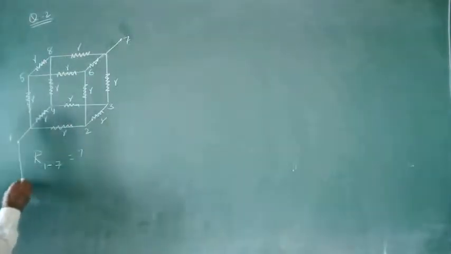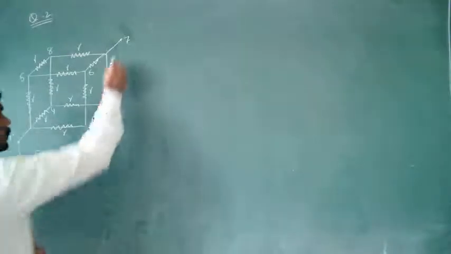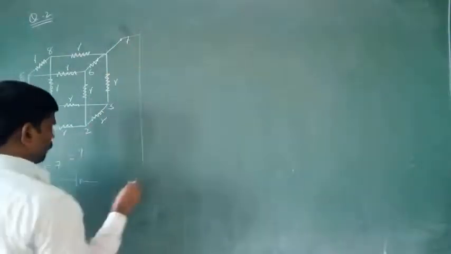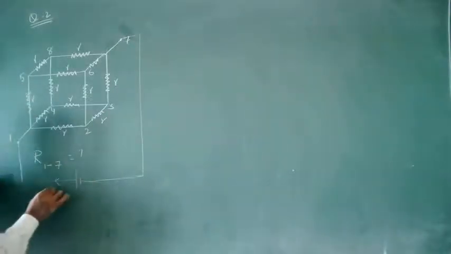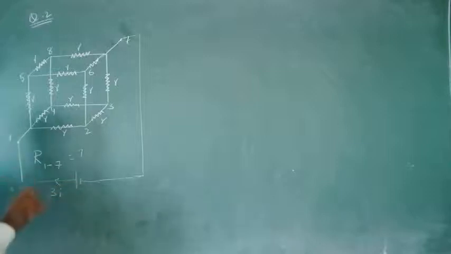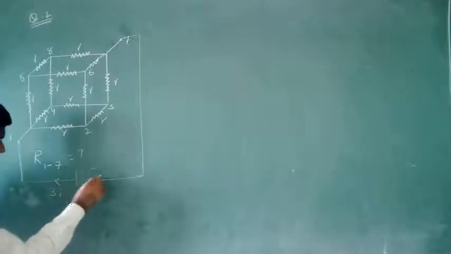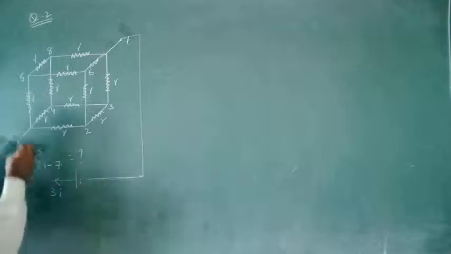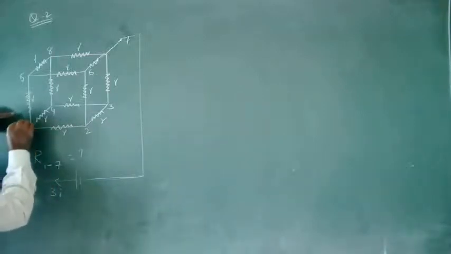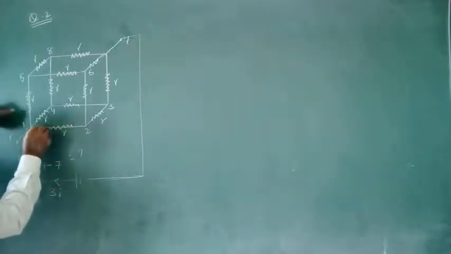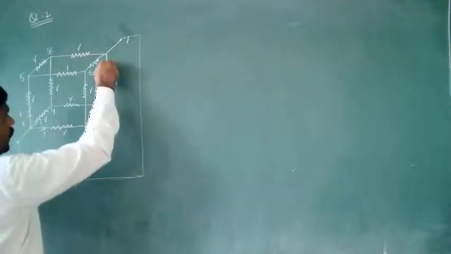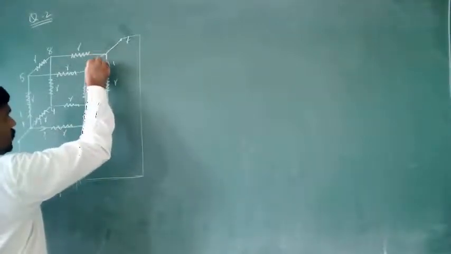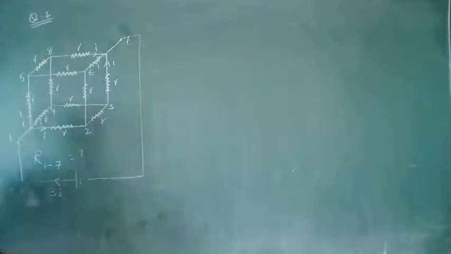So imagine one battery across 1 and 7. From here, 3I amperes of current starts from the positive terminal of the battery. When that current approaches the first junction, the current passing through this one is I, this one is also I, and this one is also I. Again here the current is I, this is also I and this one is also I.